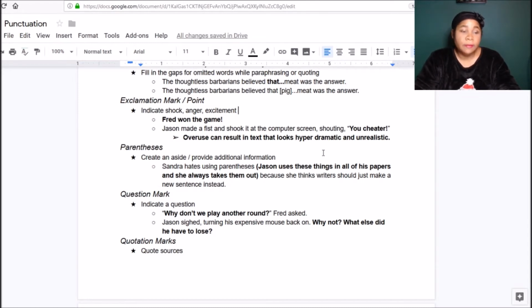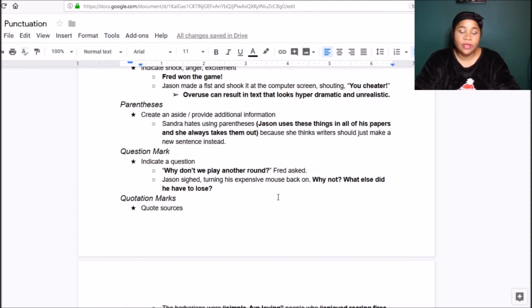An exclamation mark is used to indicate shock, anger, or excitement. So I'm not going to read that to you because I really don't feel that excited about it. But if you were, you would use an exclamation mark. Parentheses are used to sort of create an aside, like you're telling them something. To me, if I had to tell you that much information, I would probably just write a new sentence. But if you were just doing a short blurb, like, "he really didn't know," something like that would be okay for a parenthesis.